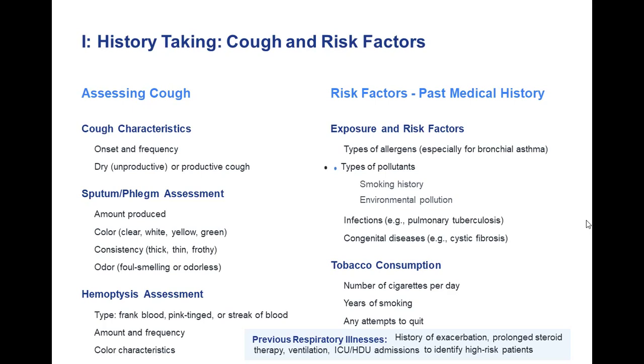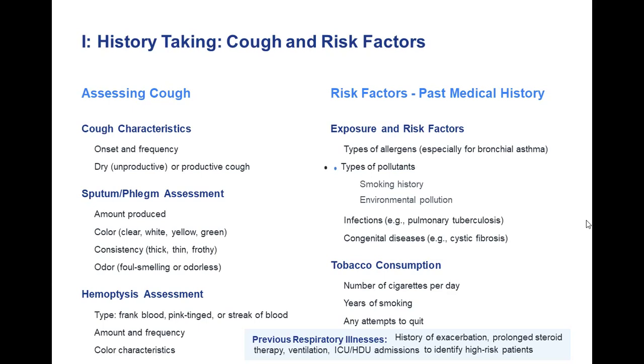Finally, identify previous severe respiratory illness. A history of frequent exacerbations, prolonged steroid use, or a prior ICU admission requiring ventilation is key to identifying high-risk patients who may deteriorate quickly.